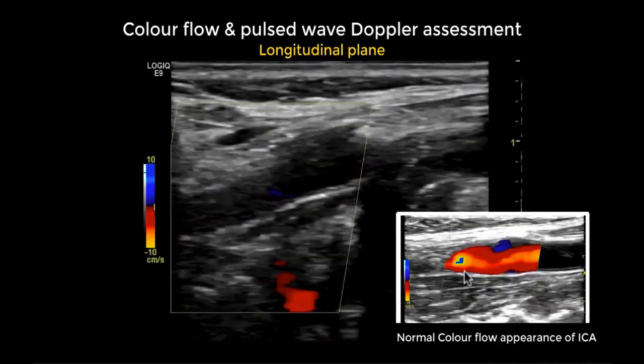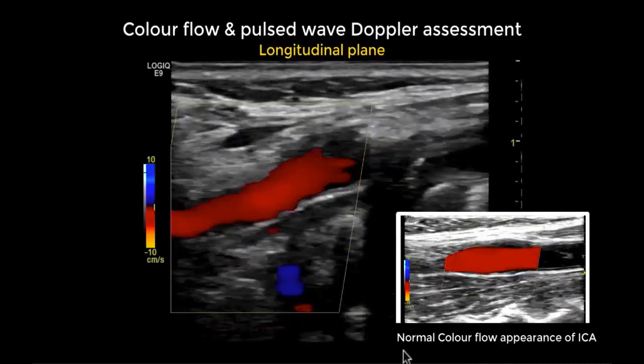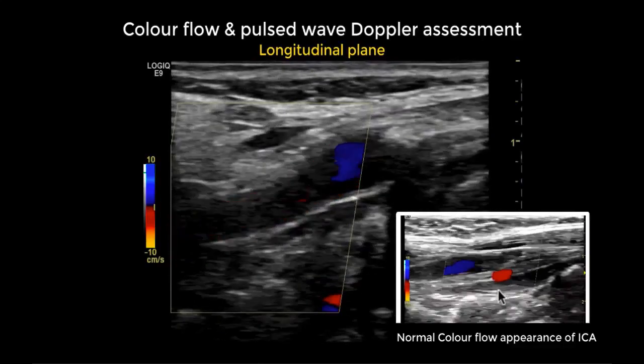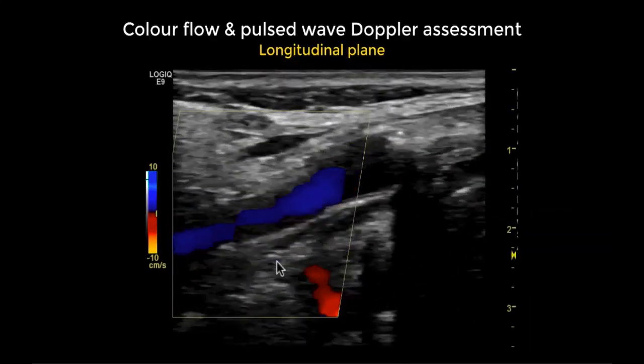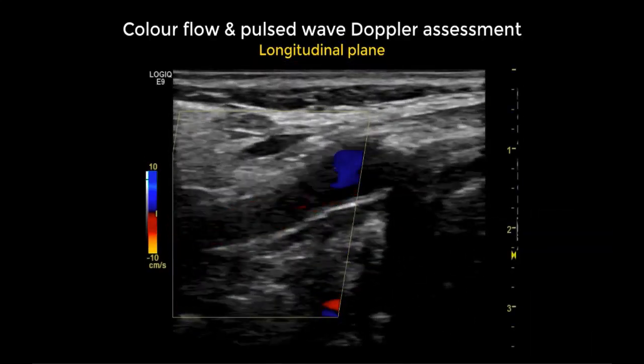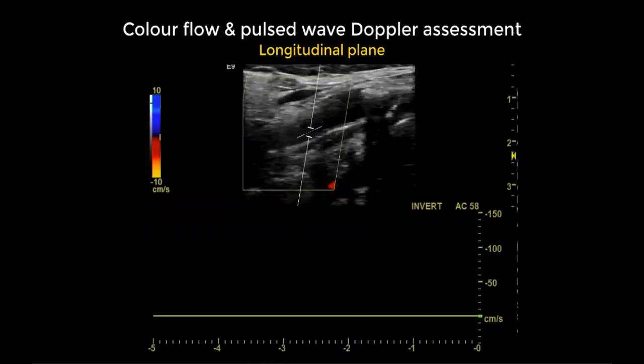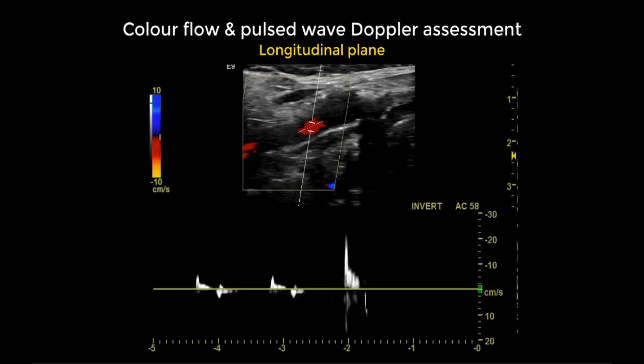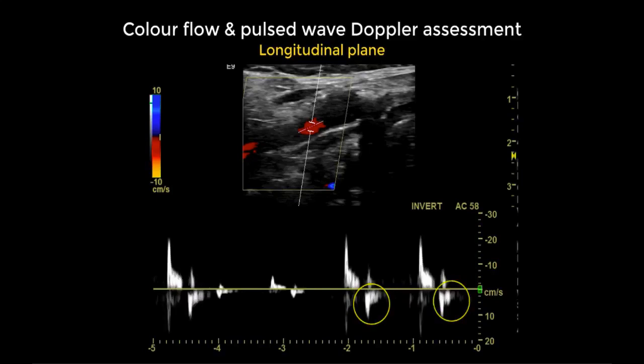In a normal condition, there is a continuous filling of the internal carotid artery. You can see here the difference between a normal pattern of the color flow and abnormal pattern of the color flow. We apply the pulse wave Doppler again, and we can see that we are obtaining an abnormal waveform with evidence of reversal flow in the late systole.